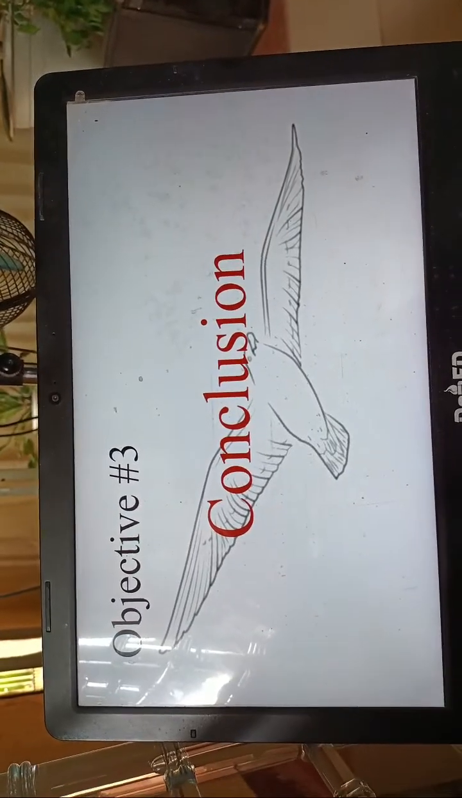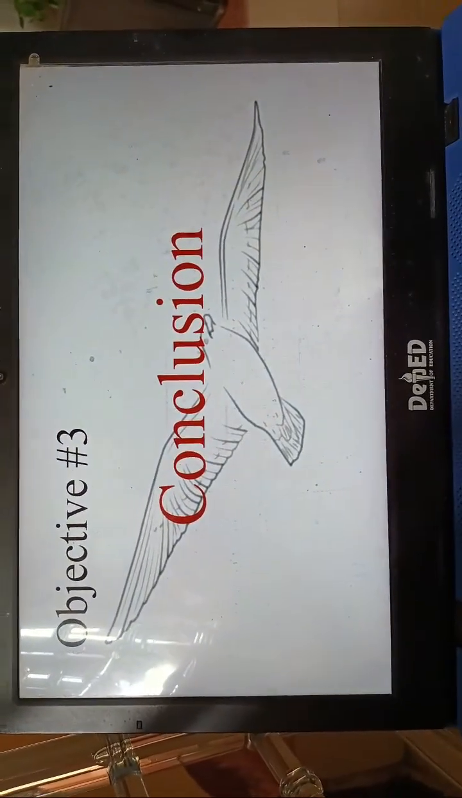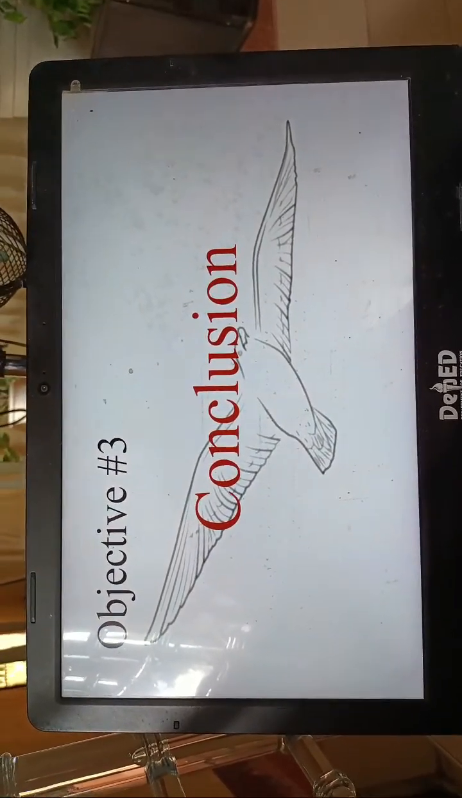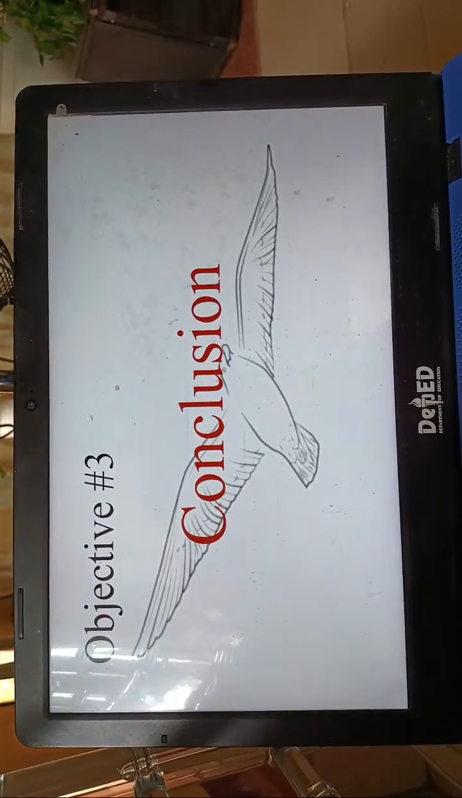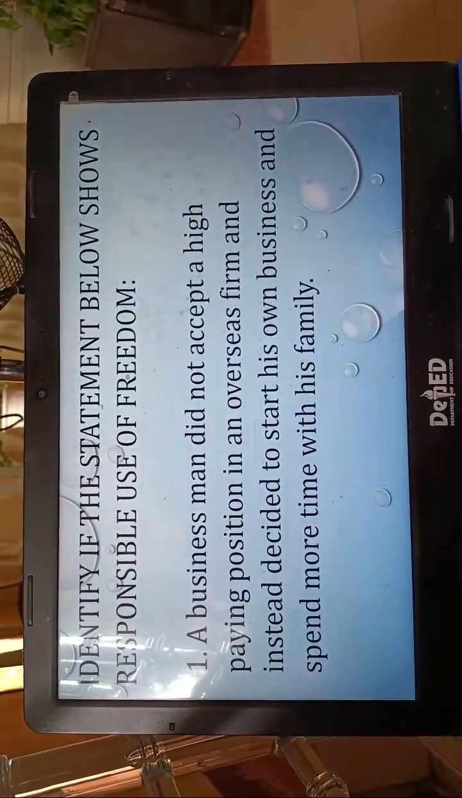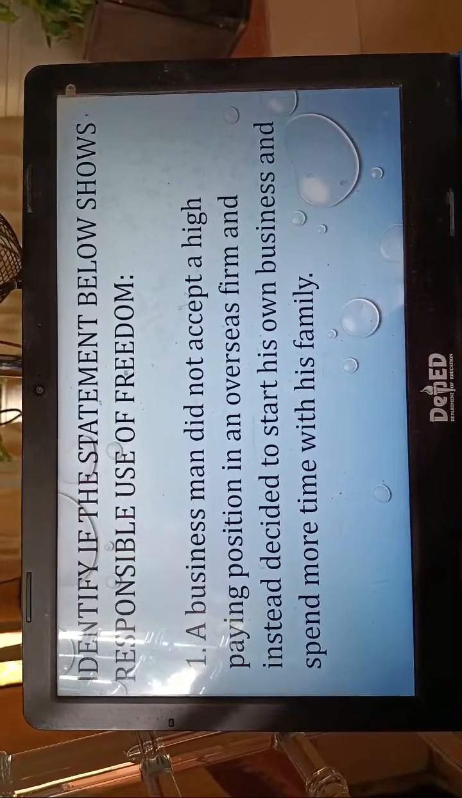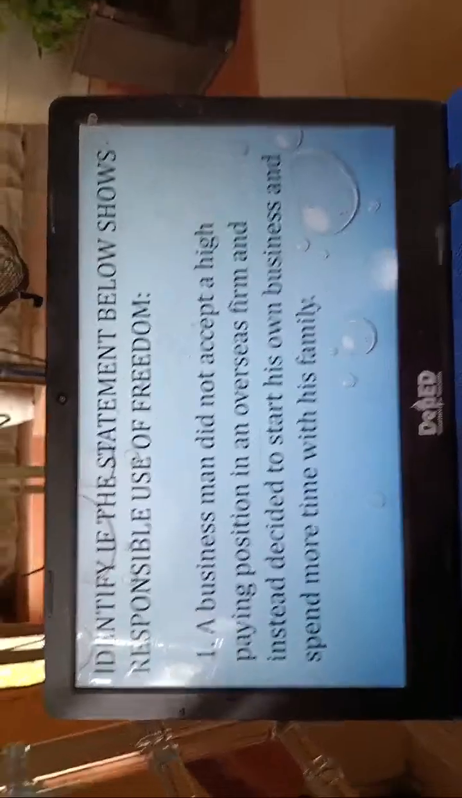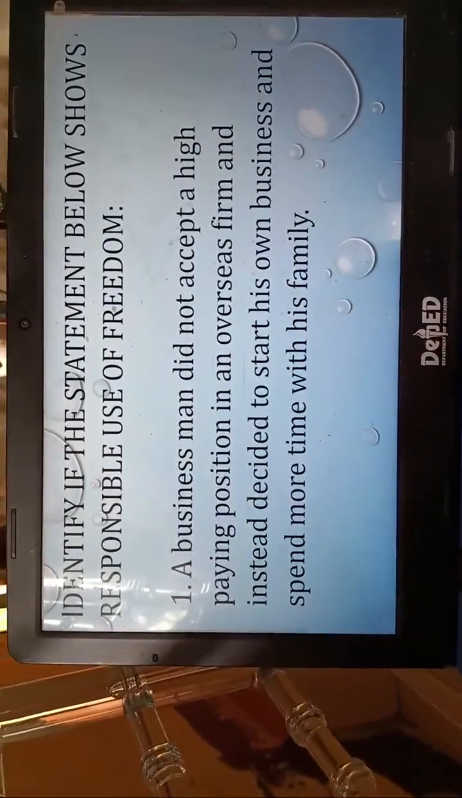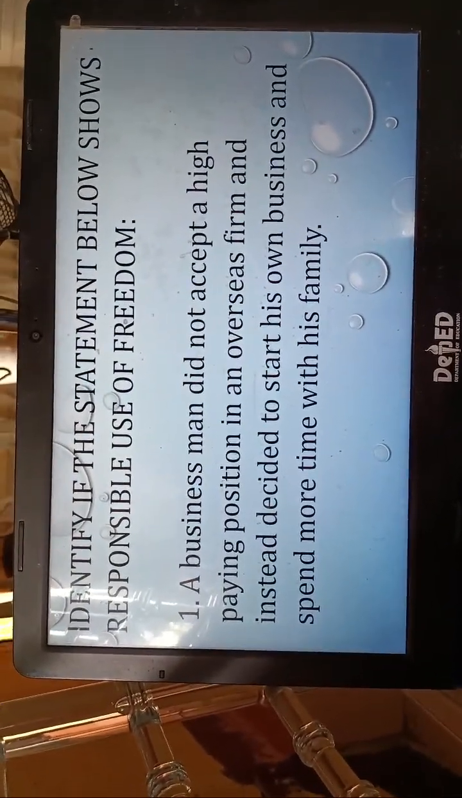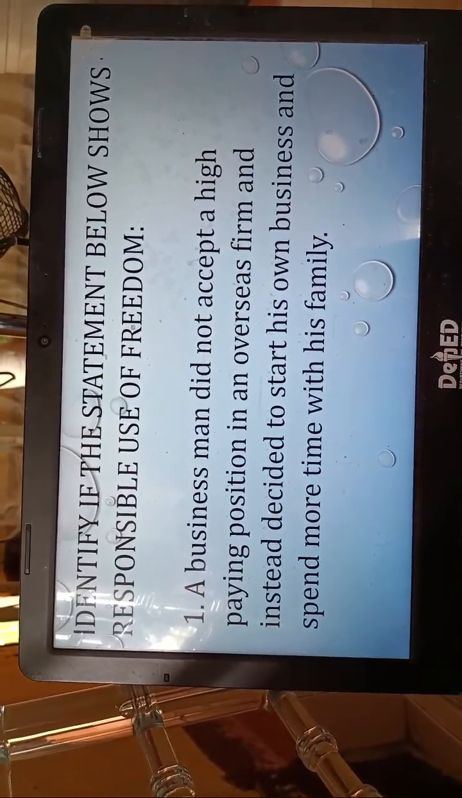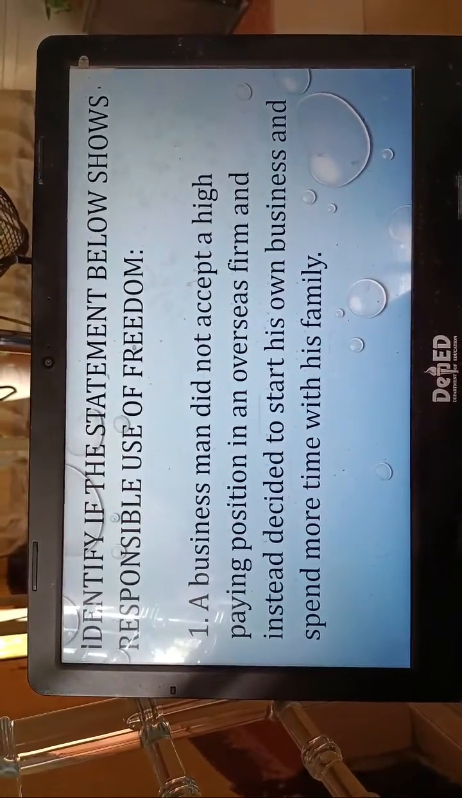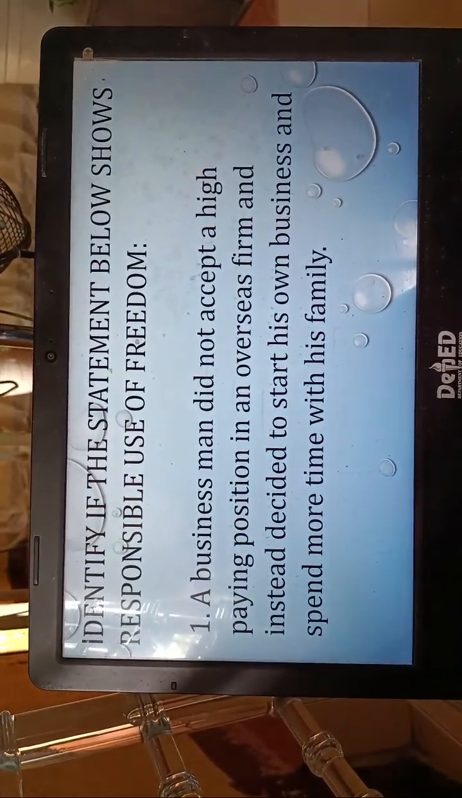So for our assessment for today, you use the space left in your paper, and we have only 10 items. Okay, you can actually go back to my video once you cannot grasp all. So for the first to fourth questions, you answer me with yes it is and no it isn't. So for this one, you identify if the statement below shows responsible use of freedom.